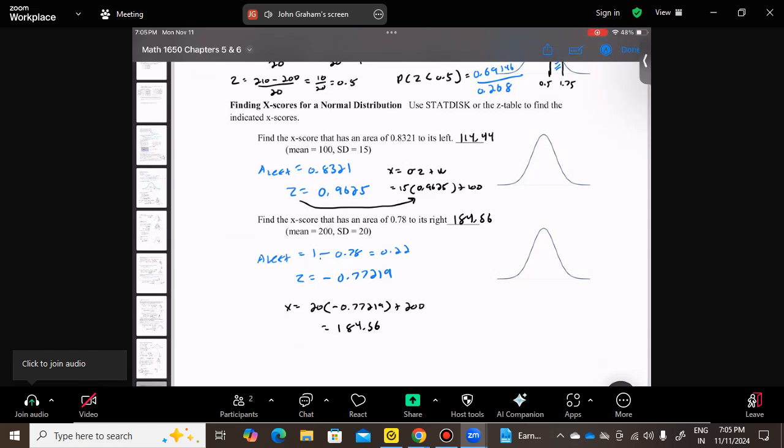This is the x-score that would have 22% below and 78% above. And for the top one, this is the x-score that would have 83.21% below, and whatever the opposite of that is above, which is 0.1679.